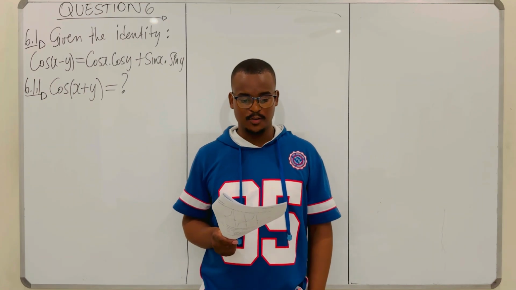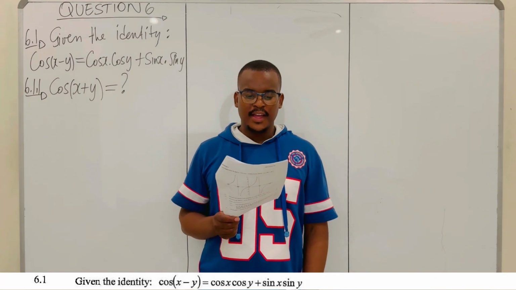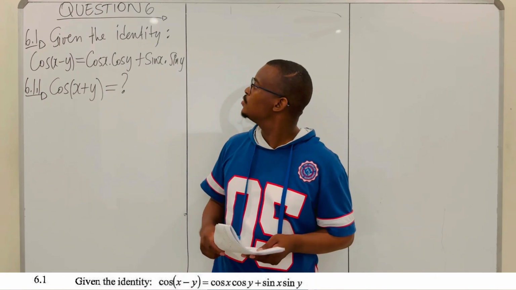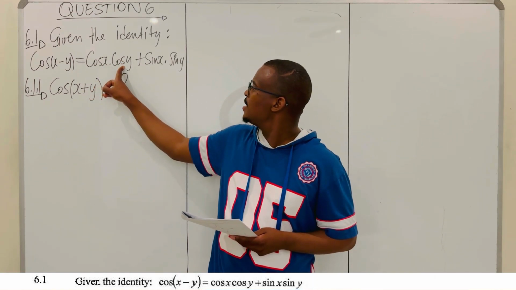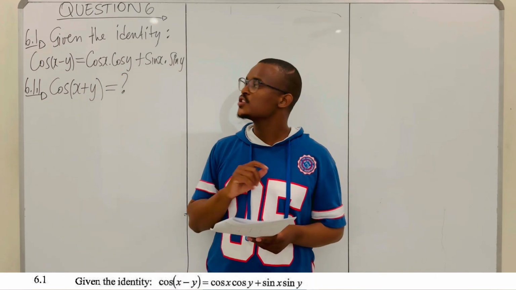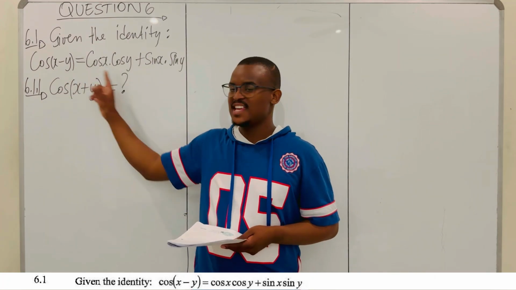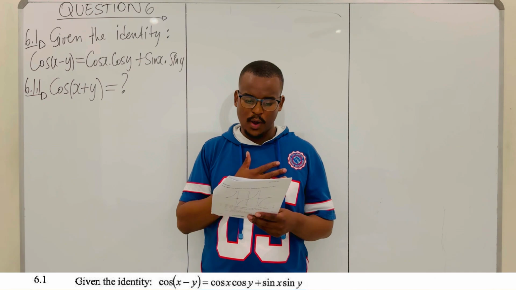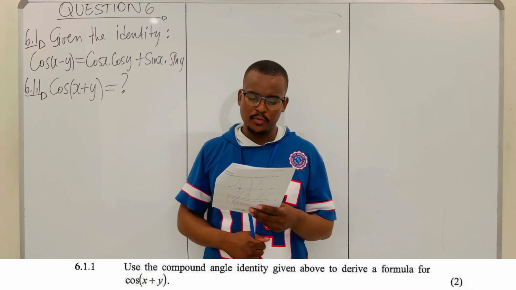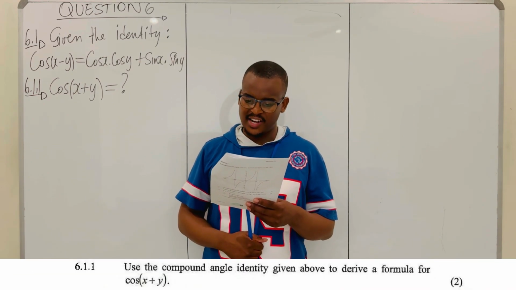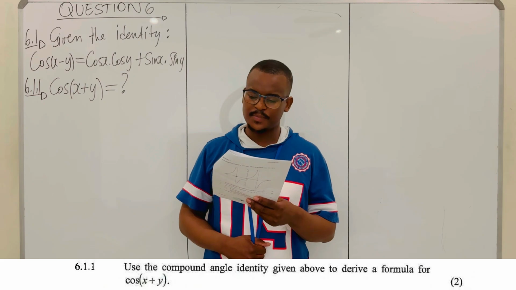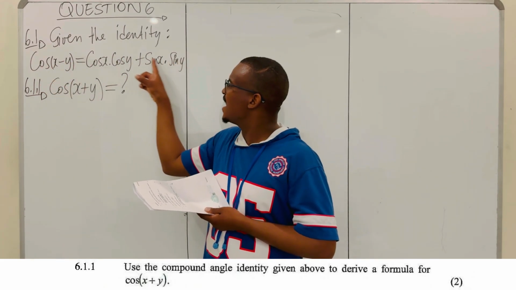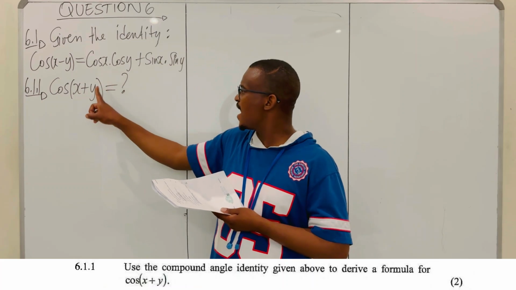But let's continue. They are saying we are given that the identity cos(x - y) is equal to cos x times cos y plus sin x times sin y. So we are given this identity here, right? No problem. It's 6.1.1. They're saying use the compound angle identity given above to derive the formula for cos(x + y). So they want us to use this compound angle identity that we have here to derive cos(x + y).